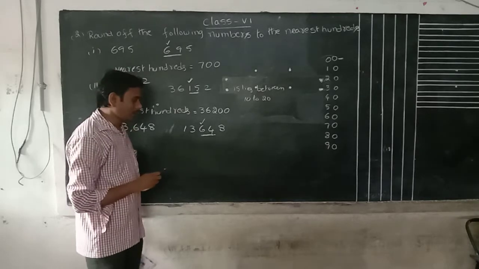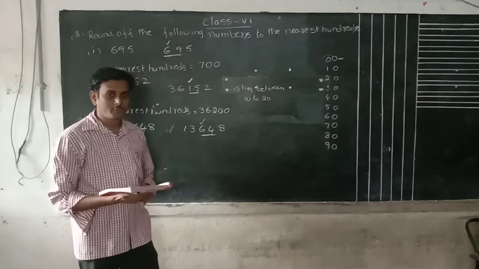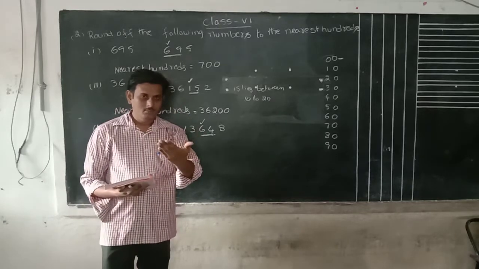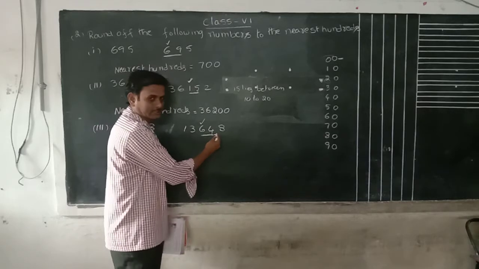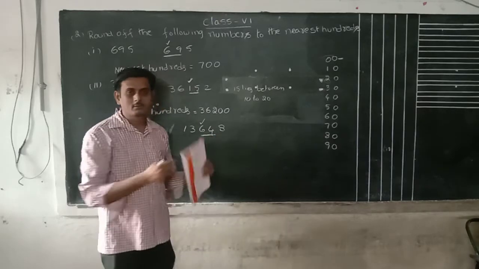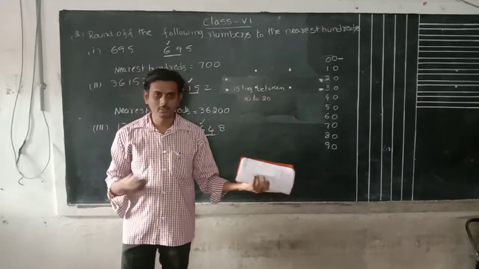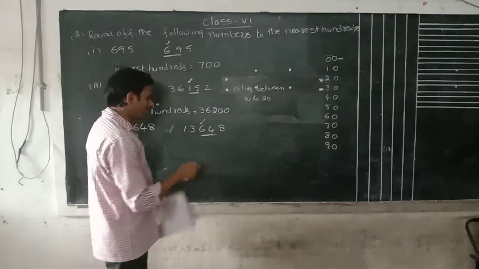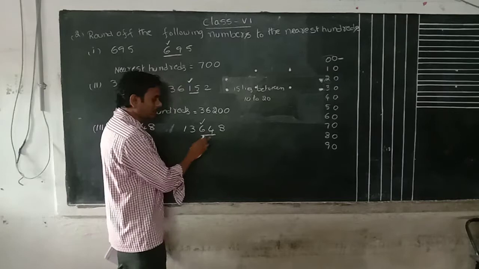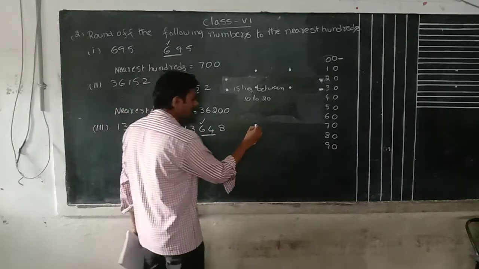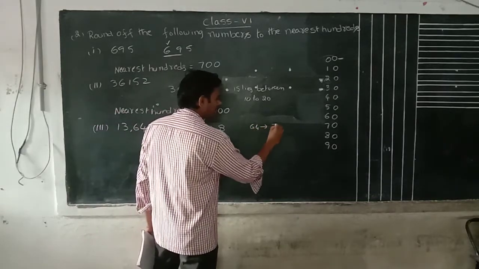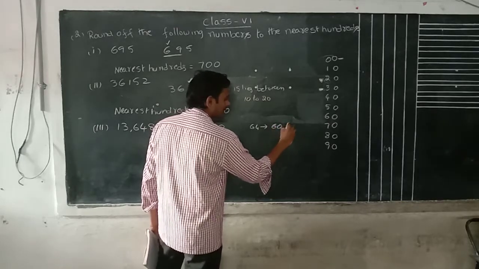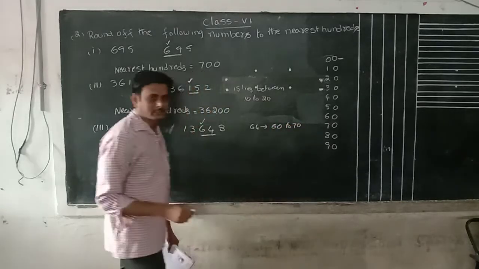4. No need to get confused. If you are looking towards the board, 4 is on the right side. The other way it is the left side, if you turn away from the board. So, 64. 64 lies between which numbers? 64 lies between 60 and 70. 60 to 70, we will get 64.